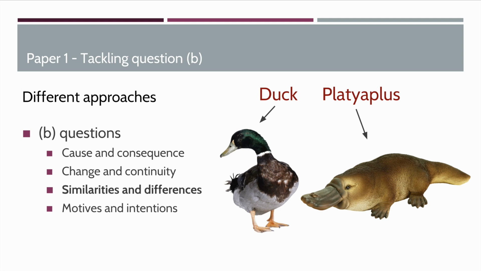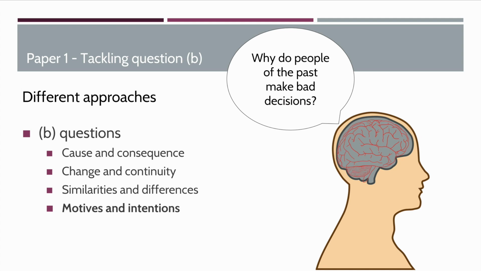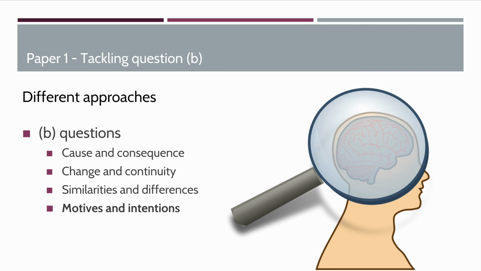Finally, questions in B can also focus on motives and intentions. Why do people in the past make bad decisions? In this type of question, we get to examine why people do what they do and specifically look at their actions and try to understand what was the motive behind it.